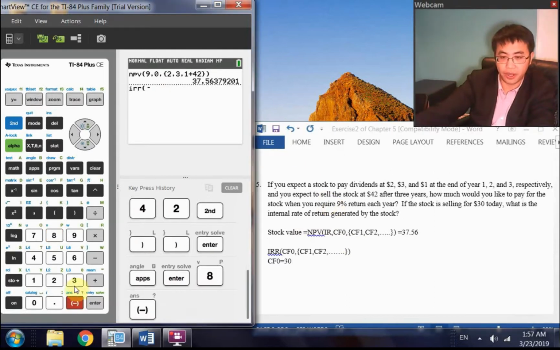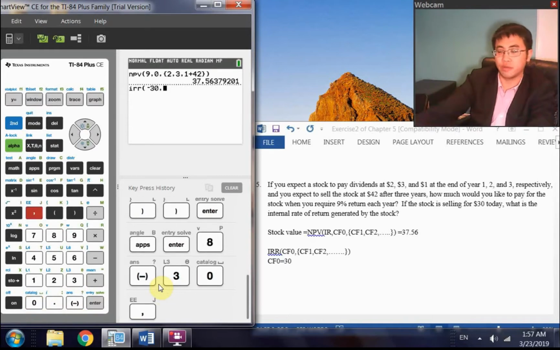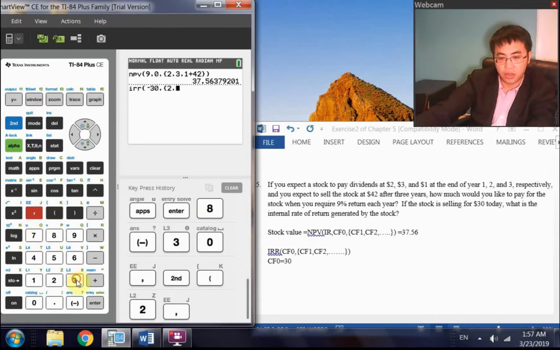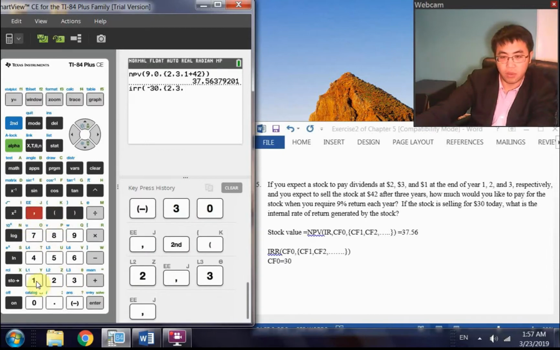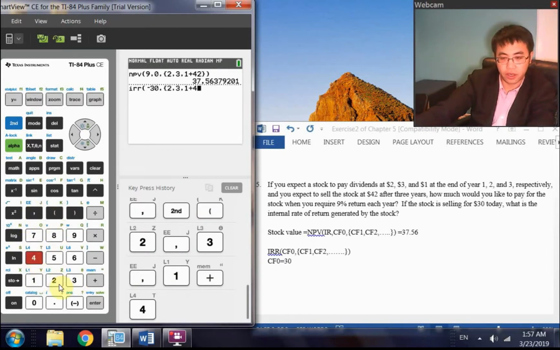When you put all the numbers in as I listed here, the first one is $30, so it should be a negative 30. If it is positive 30, your calculator just will not function. It's not balanced, because if you expect to receive money in the future, you have to put down some money today. So invest it now, receive later. So that has to be a negative 30. And then you use brace, and then put all the cash flows in the future, starting at $2, and then $3, and then 1 plus $42.